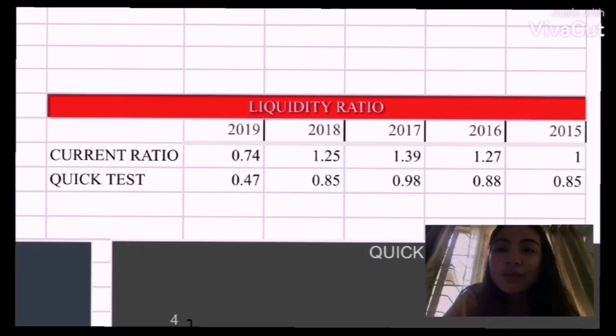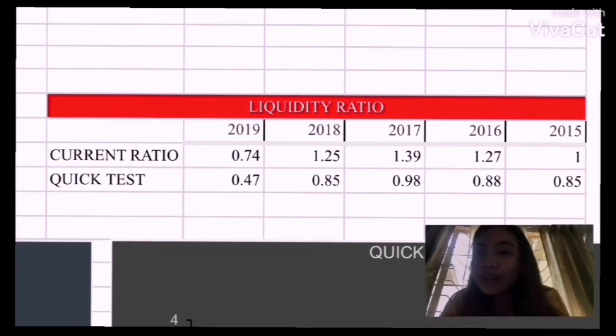It is clear that the results are less than 1. So it can be interpreted as for every 1 peso worth of liabilities, the company has funds of, let's say, in 2015, 0.85 and in 2019, 0.47. The normal quick ratio is 1. If the company has a quick ratio of 1, it means that the company has exactly enough assets to pay off its current liabilities.